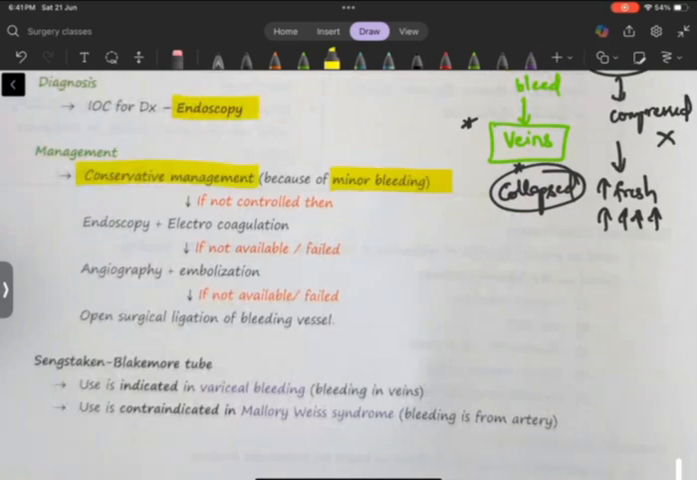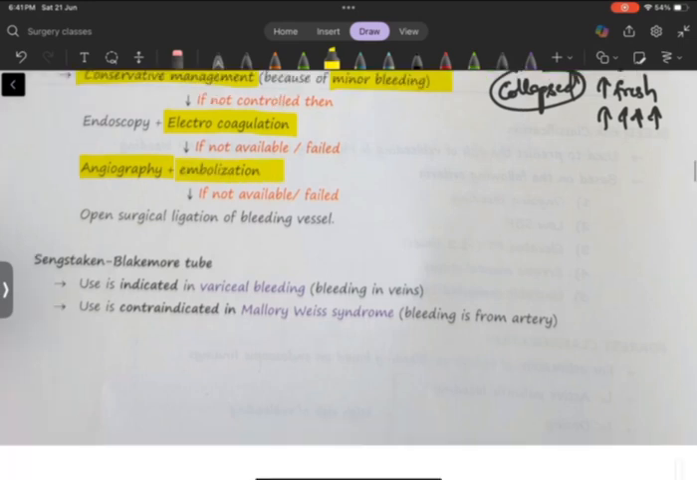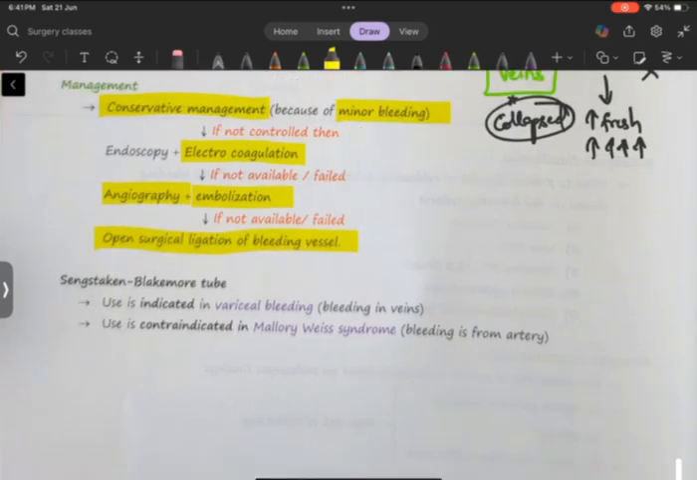So if this minor bleeding is not controlled, then we'll have to go for endoscopy and electrocoagulation, that is cautery. Okay, even if on cauterization it is not, if the bleeding is still continuing, then we will have to go for angiography, look from where the bleeding is actually happening, and we will have to go for embolization. If even after this the bleeding has not stopped, then we will have to go for open surgical ligation of the bleeding vessel. Okay, so this is the management steps.